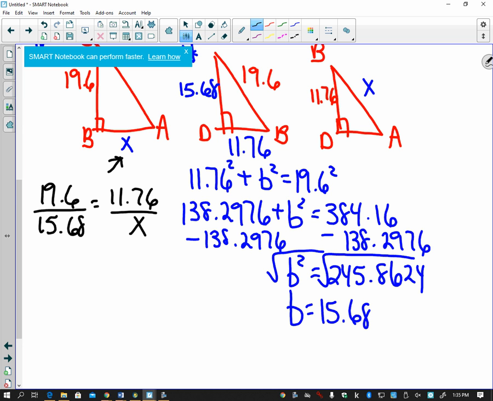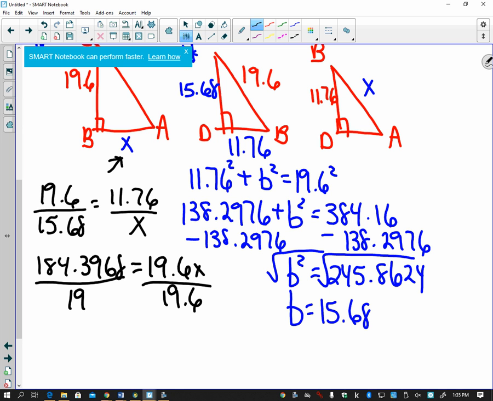Okay, cross multiply. What's 15.68 times 11.76? 184.3968 equals 19.6x. Divide by 19.6. 9.408 equals x. So this is 9.408. And remember, we're trying to find every length of this big triangle, correct?